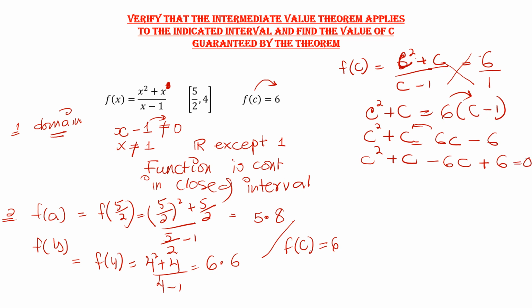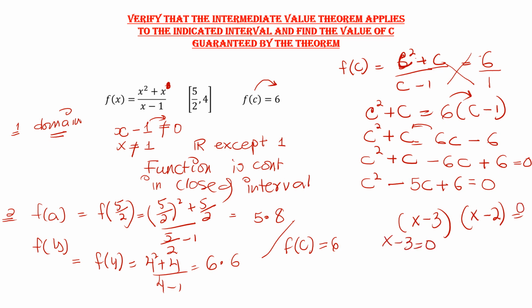So you will get c squared, c minus 6c gives you minus 5c, and plus 6, and factor them. Once you factor them, you will get (x minus 3)(x minus 2), which all equals 0. Now x minus 3 equals 0 and x minus 2 equals 0. We are setting the factors equal to 0 in order to determine our x value.